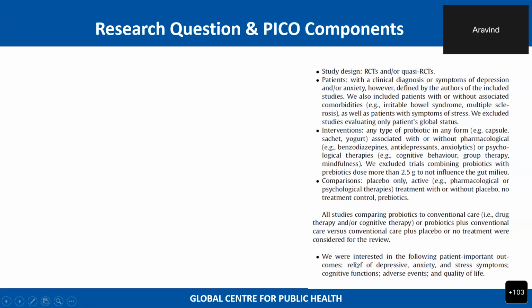Then, as you can see, the outcomes are mentioned in the last paragraph. So the patient-important outcomes are relief of depressive symptoms, anxiety and stress symptoms, cognitive function, adverse events and quality of life. They have studied multiple outcomes and reported them. This is a very big systematic review and meta-analysis, so that is how they have taken multiple outcomes. And if you can see at the top, they have mentioned the study designs explicitly, what all the study designs they will be including.